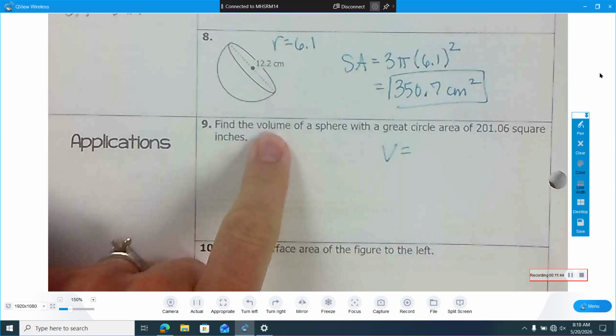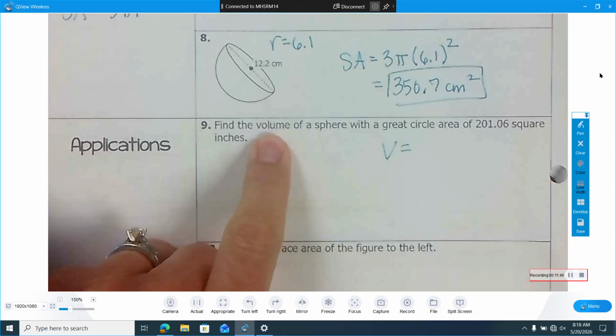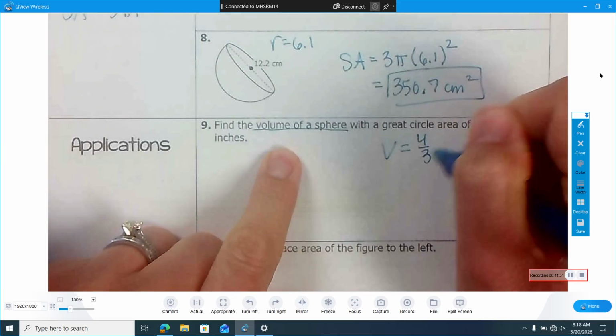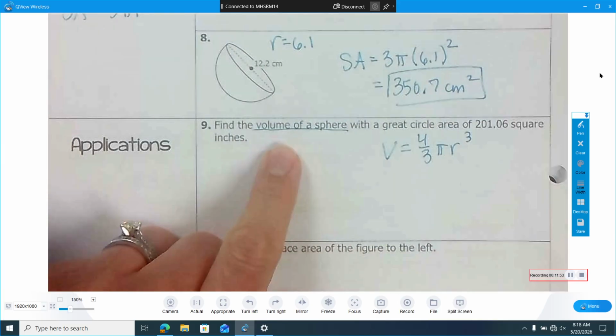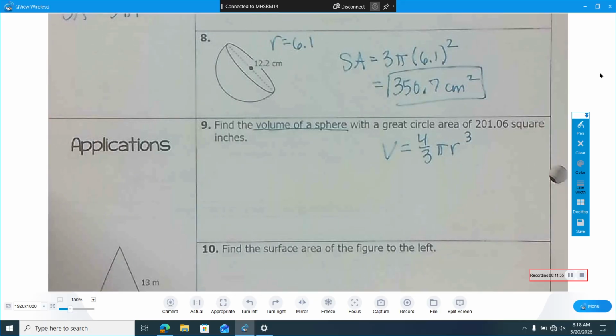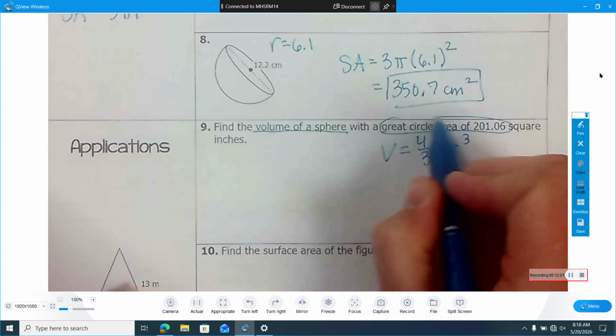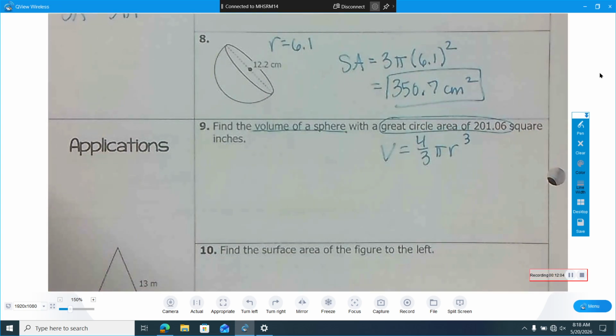What's the formula for the volume of a sphere? 4/3 times pi times radius cubed. Good. Volume of a sphere is 4/3 pi r cubed. I know I have to use that formula eventually. But they tell me that I have a great circle of 201.06 square inches.